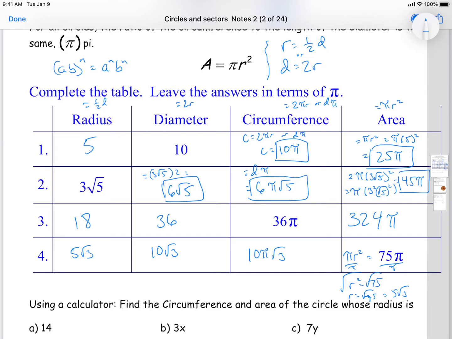So basically what we just tried to show here is that given any one of these pieces of information, you can always tell what the other three are. You can always come up with the circumference, the diameter, the area, or the radius, depending on which one you're given.